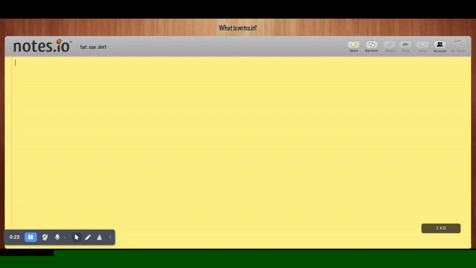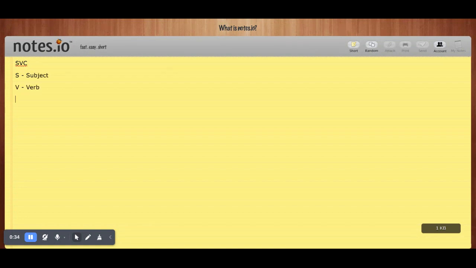So those three things I call SVC. So let's talk about each one. S is going to stand for subject. V is going to stand for verb. And finally, C is going to stand for complement.